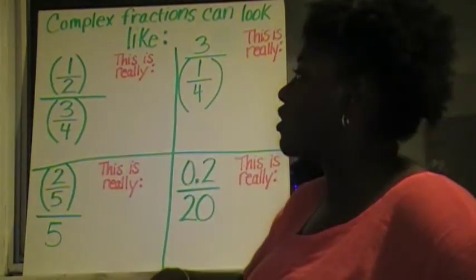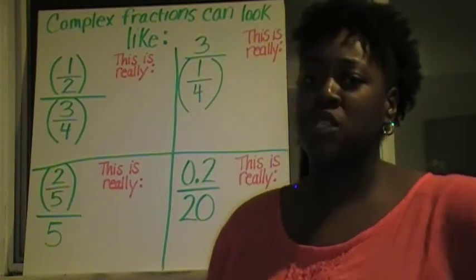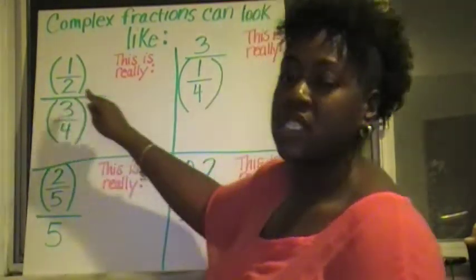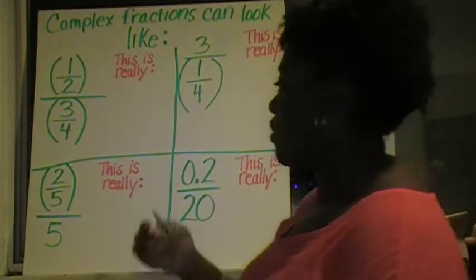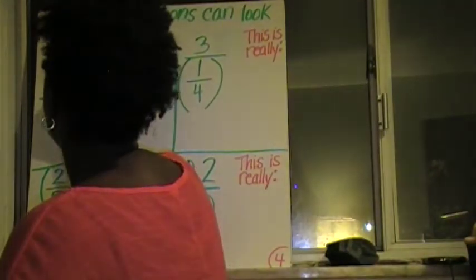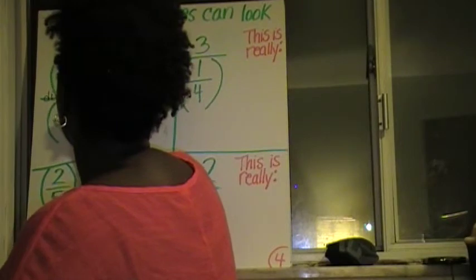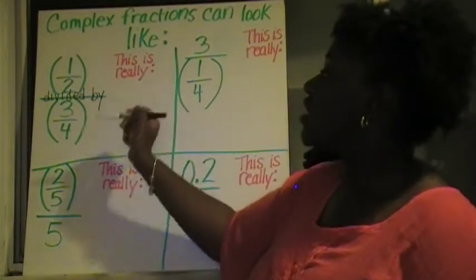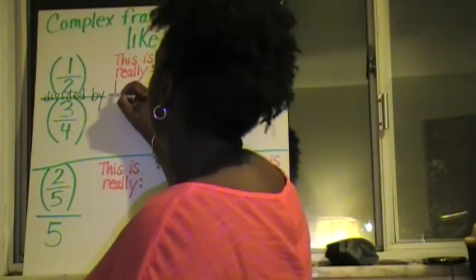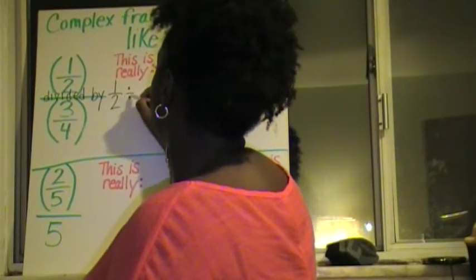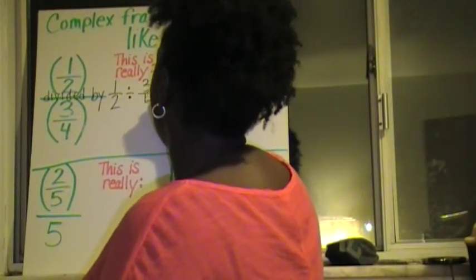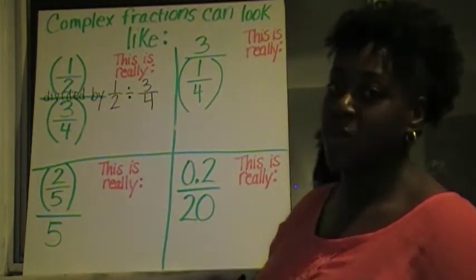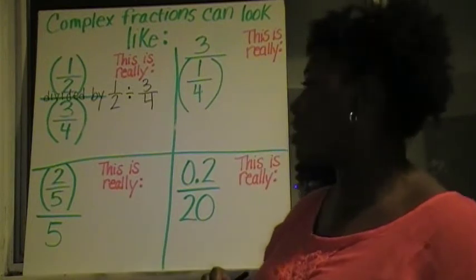So here is 1/2 over 3/4. What problem is this really? Think about what this means right here, this fraction bar. Remember, this thing means divided by. So this is really 1/2 divided by 3/4. Dividing fractions is going to sneak back up on you throughout this whole year.